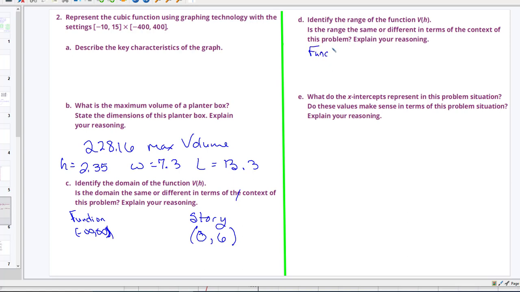So the function continues on forever, both in the negatives and the positives. That means that at negative infinity is where I'm going down to for the negatives, and at positive infinity I'm going up for the positives. But if I actually deal with my story, my story doesn't really cover all of that. My story is wanting to come up with a volume for those planter boxes that's restricted to the materials.